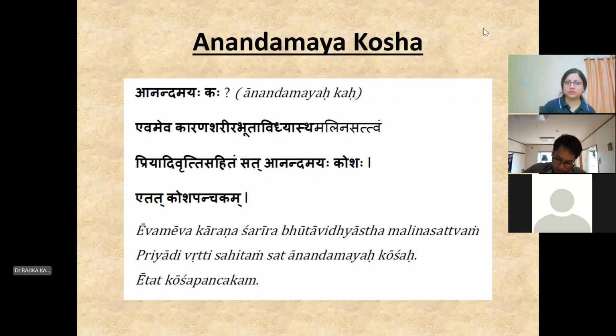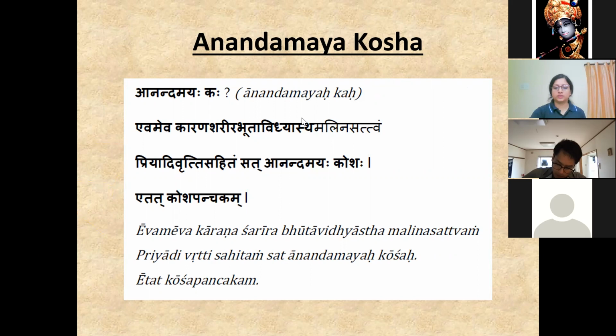Yes, Vandanaji. Sorry, Medhaji. I want to know the difference between avidya and malina sattvam. They're both ignorance. What is the difference?